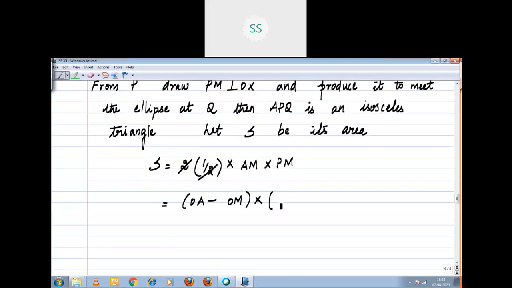What is your PM? That is the perpendicular height, which is b sin theta. Now what is your OA? OA they mentioned as a. OM is what? OM is a cos theta, so we get (a minus a cos theta) into b sin theta. I will show you the picture, then only you can understand. Right, children? One minute.